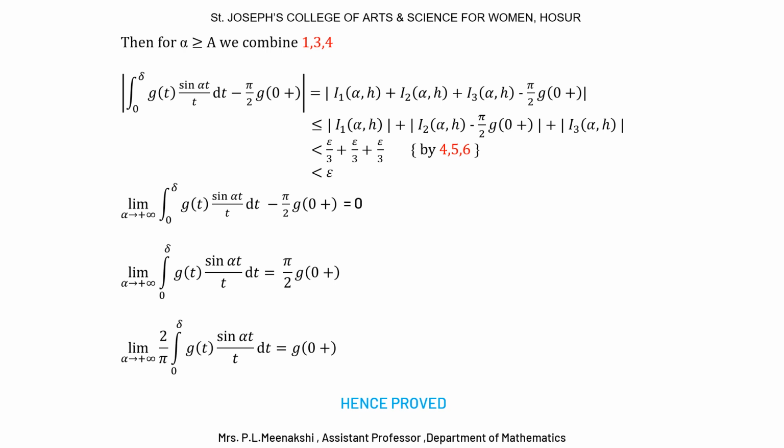So this minus value goes to the other side and becomes plus, giving (π/2) g(0+). So we get the equation: the limit as α tends to infinity of (2/π) times the integral from 0 to δ of g(t) sin(αt)/t dt equals g(0+). Hence proved.